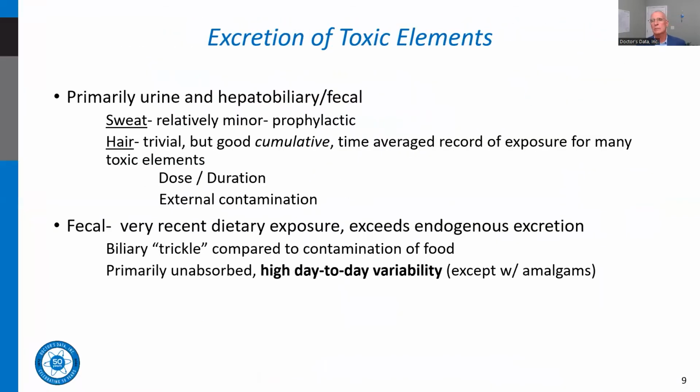So let's switch a little bit now and talk about actual routes of excretion of toxic elements. The primary routes of excretion of metals are urine and the hepatobiliary fecal route. Now, sweat is a relatively minor route. That's not to say it's not important. I look at it as more preventive and prophylactic.